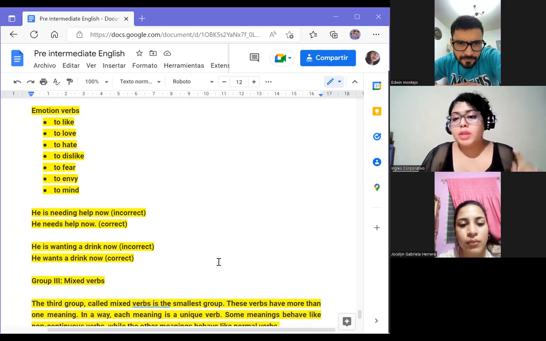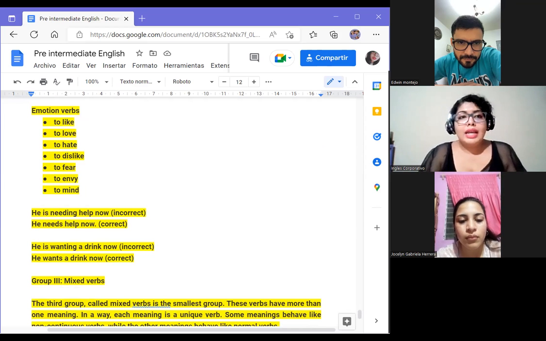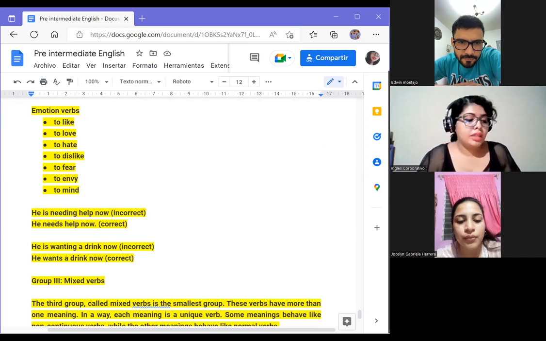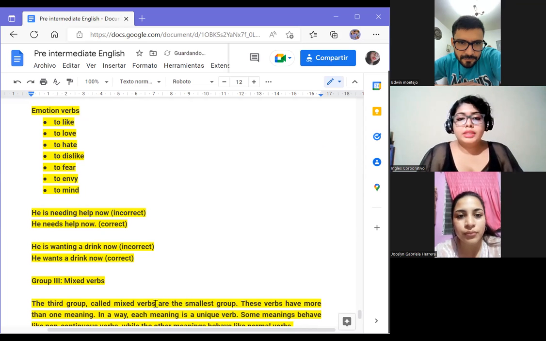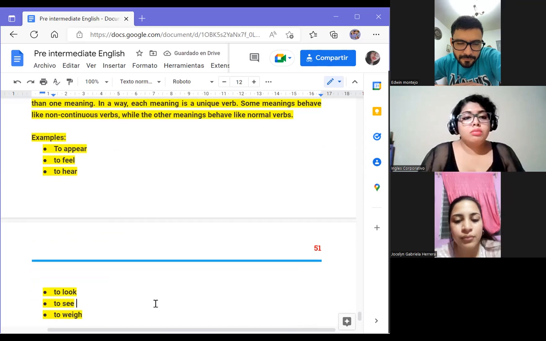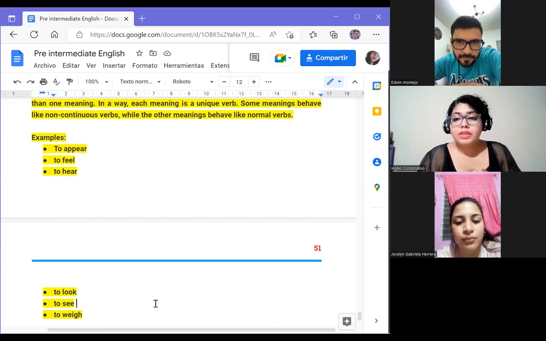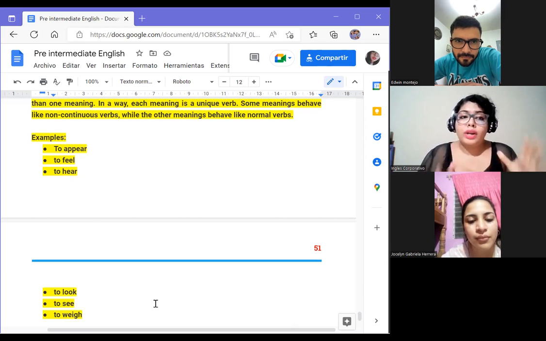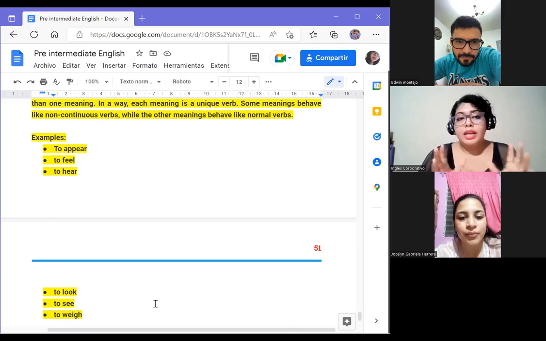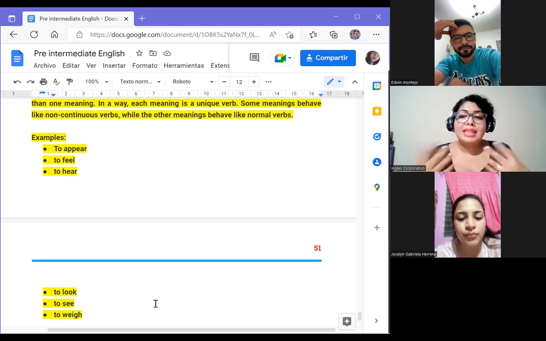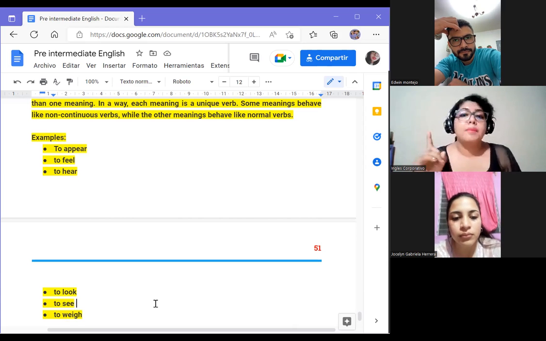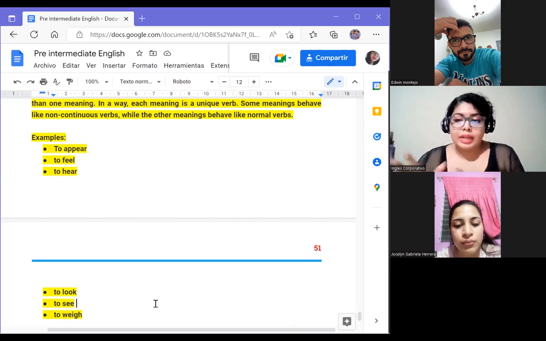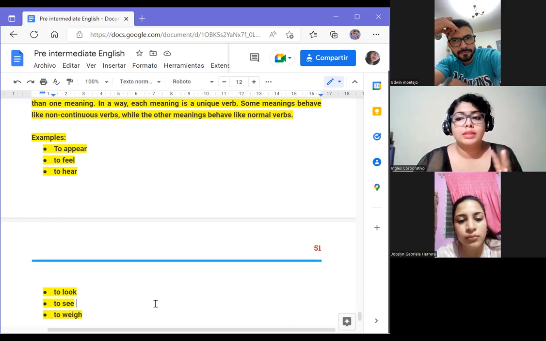And then we have the group number three, that are mixed verbs, that is talking about the translation that we can give to this kind of verb. Depending on the use that we are giving to this kind of verbs, we are going to have either a normal verb or a non-continuous verb. Lo que tienen estos mixed verbs son que dependiendo del momento, dependiendo del contexto en el que lo estemos utilizando, o puede ser un verbo normal o puede ser un verbo no continuo, en el caso de que no lo podemos utilizar con los continuous tenses.